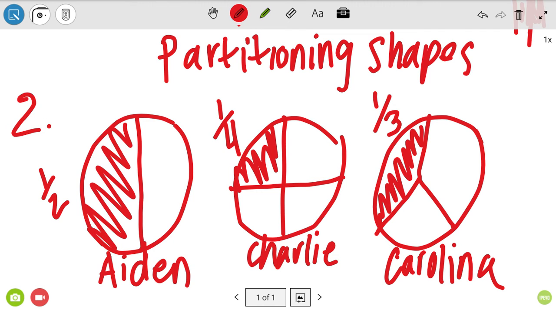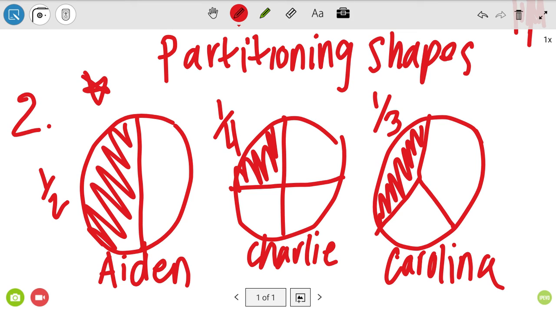So looking at these pieces of pizza, each pizza is the same size. The circle did not change, but we're looking at who ate the most pizza, and here we've shaded those parts in. Aiden ate half, Charlie ate 1/4, and Caroline ate 1/3. So looking at these pieces of pizza, you are going to tell me who ate the most and prove it. And guys, this is how you're proving it, by your drawing.